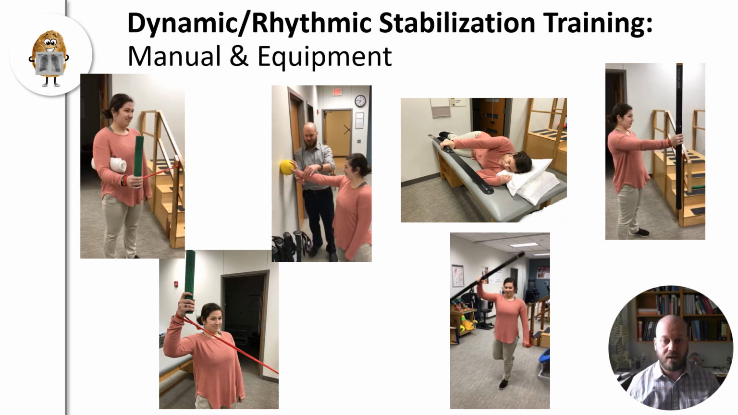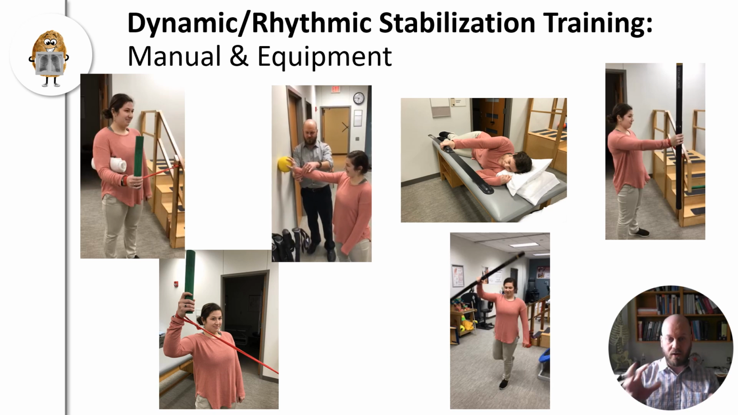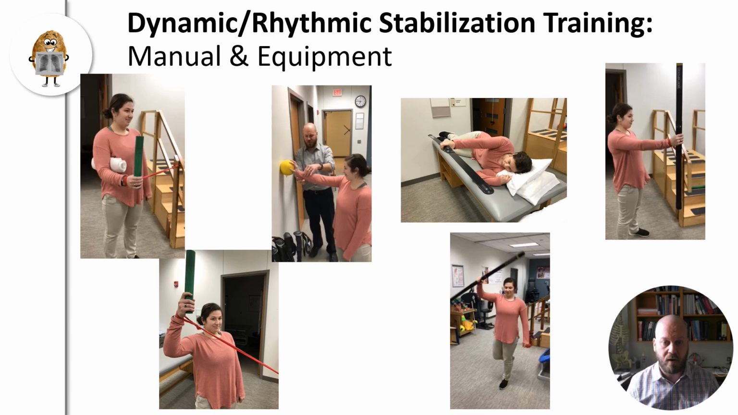This third technique is ball versus wall rhythmic stabilization. So just by pushing into the ball, we're getting co-contraction of the rotator cuff, and then we're incorporating these random manual perturbations.